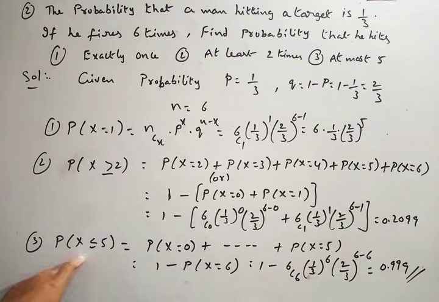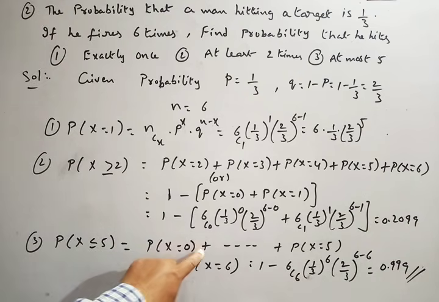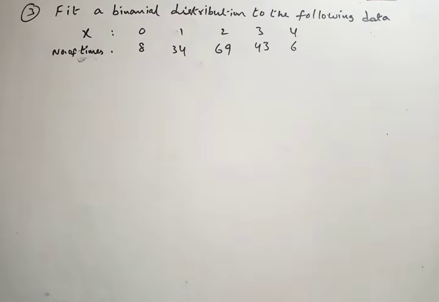Understand here? x less than or equal to 5 means x is equal to 0, 1, 2, 3, 4, 5. Instead of that, you can simply calculate 1 minus P of x is equal to 6, and you will get the answer. This is a very, very important problem on binomial distribution. Please go through it. Next one.